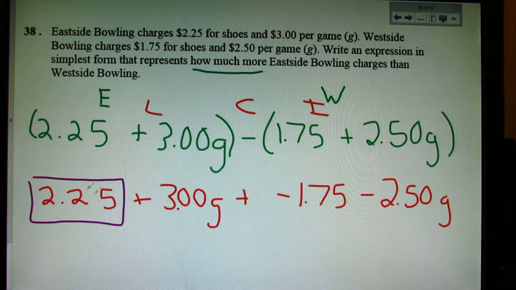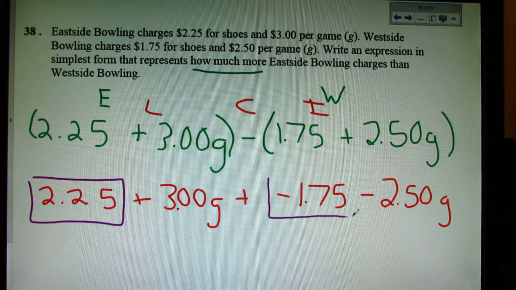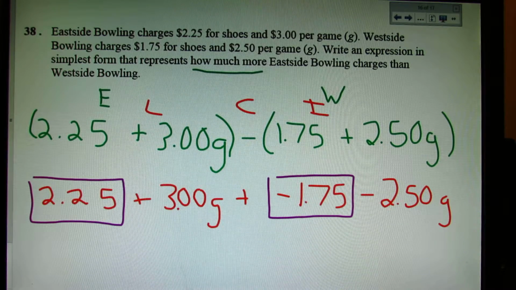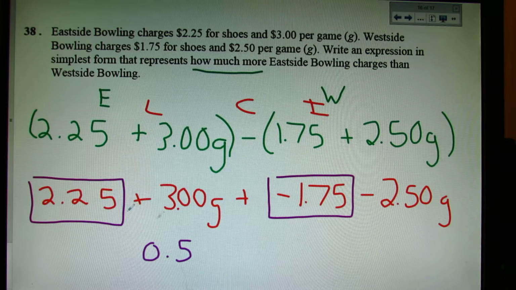2.25 is a constant all by itself. Negative 1 and 75/100 is also a constant all by itself. Doing a little calculator action on the side. Hope you are too. Different signs, I have to subtract. I'm going to get 0.5. Positive, because this one's the bigger one.